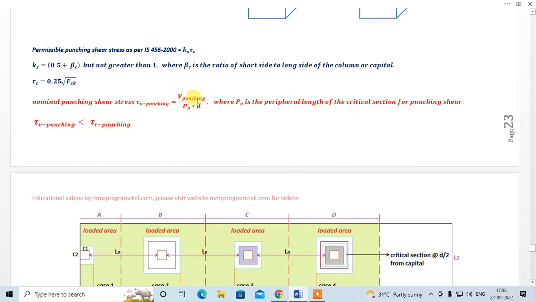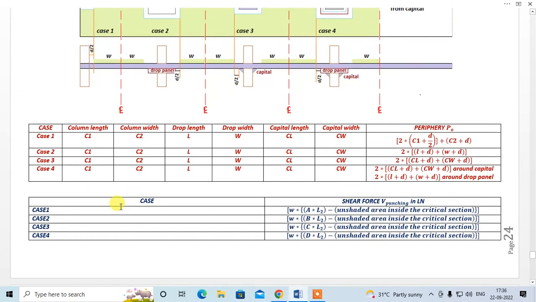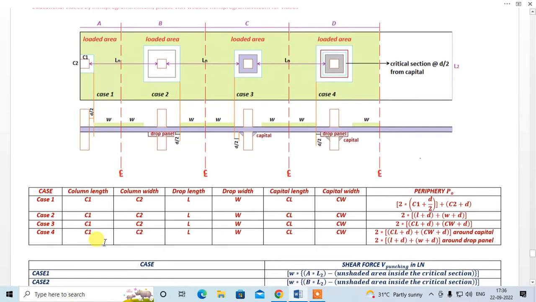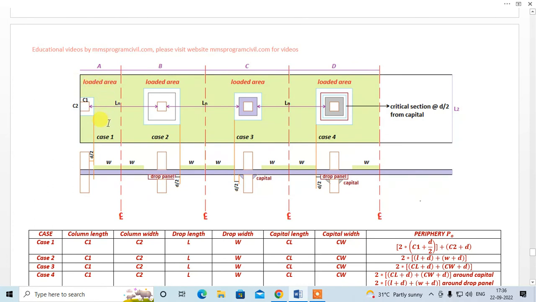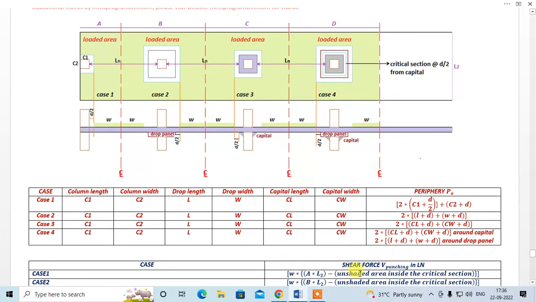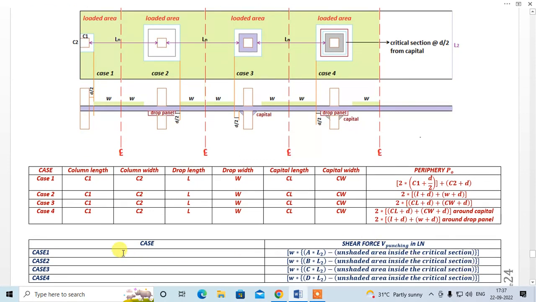Now we have to find V punching. Simple, nothing. I have made a table over here: case 1, case 2, case 3, case 4. So you have to find the load area. This is the load area here. For finding the shear in case 1, find the total area. This is A into L2, minus this unshaded area, into w. That is A into L2 minus the unshaded area inside the critical section. That is going to be the shear force for case 1.